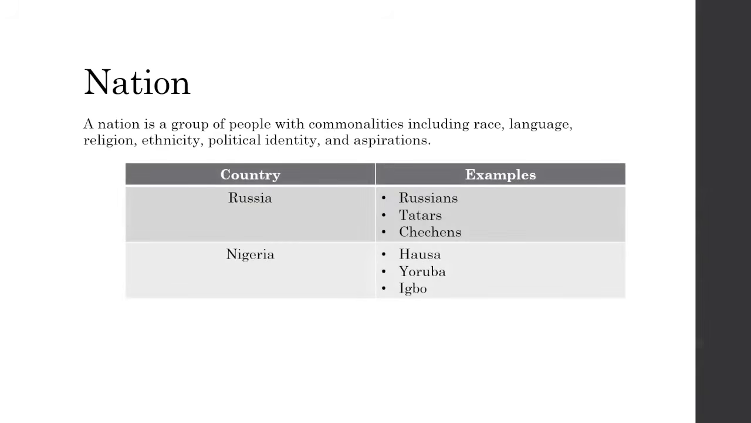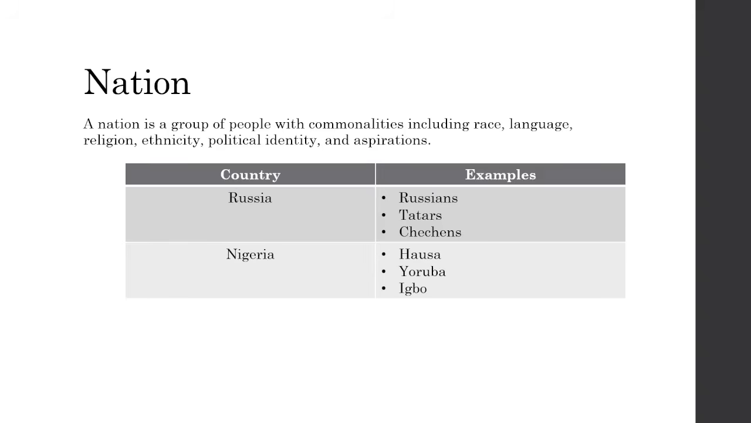All right, let's look at Russia and Nigeria. And I might butcher some of these, so bear with me. So we have Russians, obviously. We have the Tatars and the Chechens in Russia. And the Tatars and the Chechens kind of live in their own little area separately, which creates what are called devolutionary pressures for their own autonomy and separation from the Russian national identity. They don't really associate themselves with the Russian national identity at all.